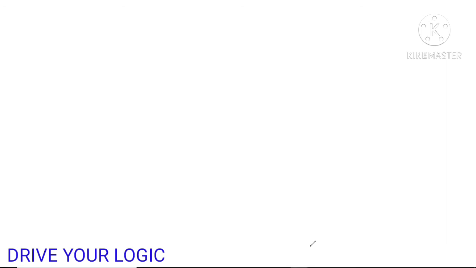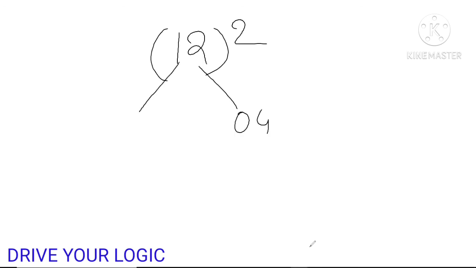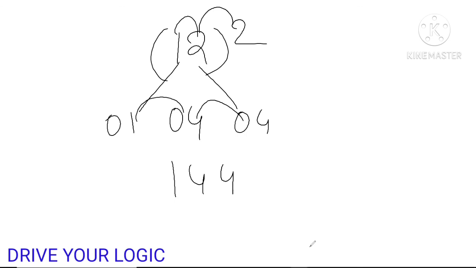Let me show you one more number, 12 square. 2 square is 4, so we will write down 0, 4. 1 square is 0, 1. 1 into 2 is 2, 2 into 2 is 4, so 0, 4. So your answer will be 1, 4, 4. So 144 is your answer.